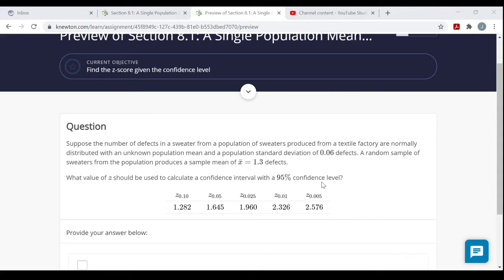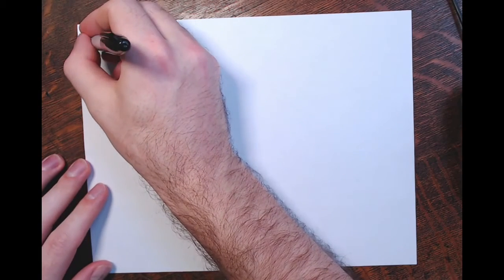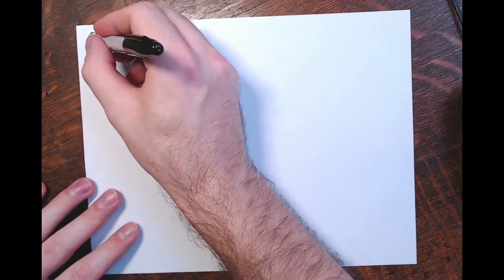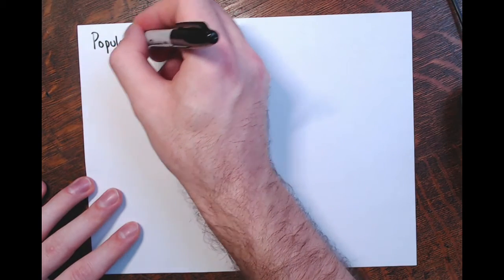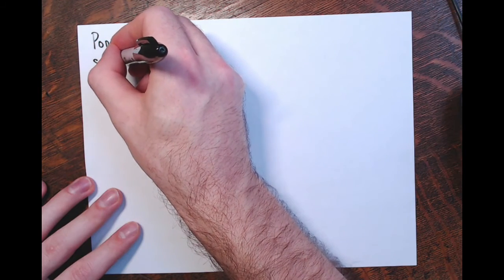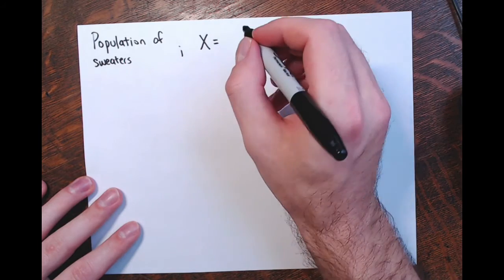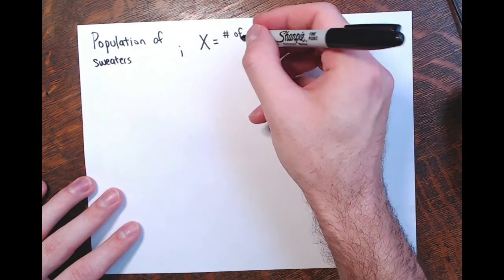All right, so again, I'm going to go to some paper and write out what's the situation here, describe what's happening, and what we're trying to find. Okay, so I have this population of all these sweaters produced in some textile factory. So I have a population of sweaters in this factory. And say X represents the number of defects in a sweater. Number of things wrong with it, right?